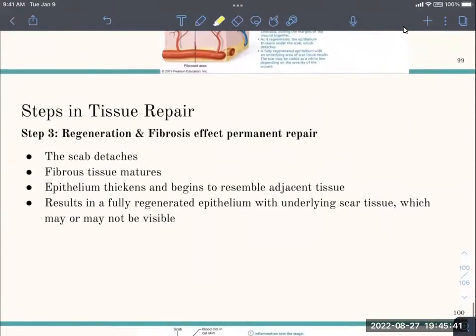Step 3, regeneration and fibrosis effect. So that scab eventually detaches when it's no longer needed because the tissues underneath it have repaired. We end up with fibrosis as those collagen fibers connect across the place that was opened. So that fibrous tissue matures more. The epithelium on top of it fills in where that scab was. And we have that scar tissue underneath, and then we have the epithelium on top of it.